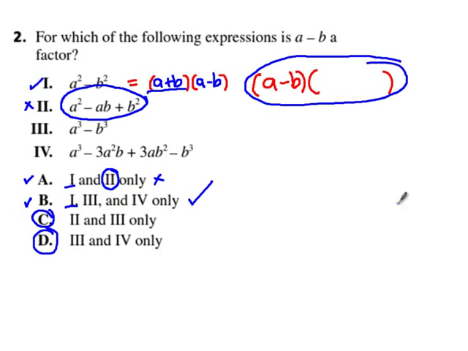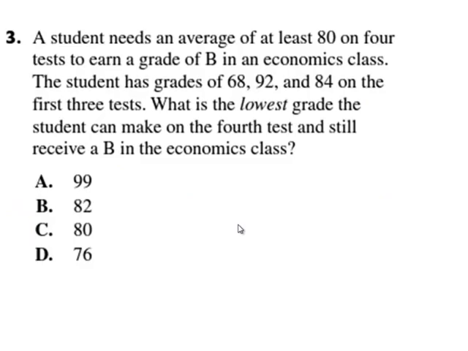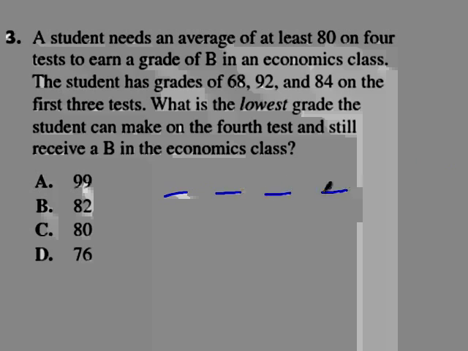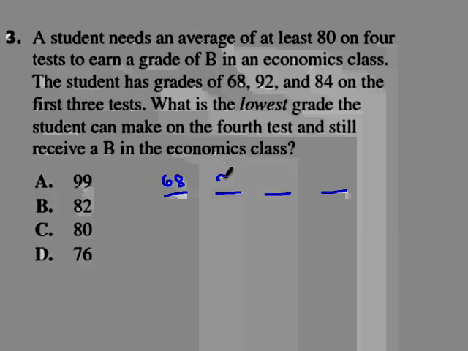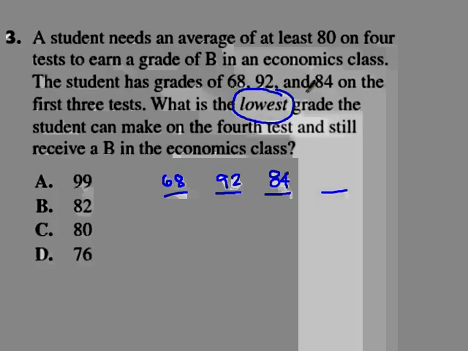Let's go to the next question. A student needs an average of at least 80 on 4 tests, so let's put here 4 tests: 1, 2, 3, 4, to earn a grade of B in economics class. The student has grades of 68, 92, and 84 on the first 3 tests. What is the lowest grade? We do not know that lowest grade, so let X be that lowest grade.